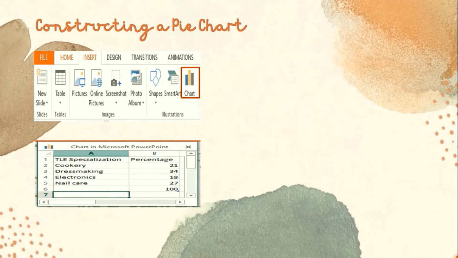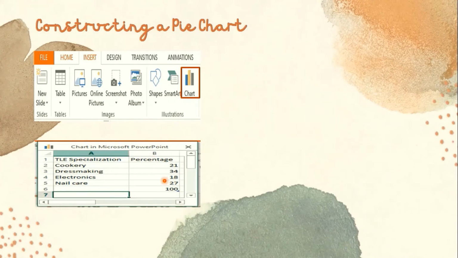Once pinili mo ang pie chart, lalabas itong Excel na ito. Magpa-pop up itong mini Excel na ito. Dito sa ating column A, ilalagay natin yung mga specialization natin. We have 4. And then dito sa column B, ilalagay naman natin yung ating percentage. You can opt not to include 100 since wala naman siyang katapat na element under ng TLE specialization. Automatic naman na pag in-add natin itong 4, 100.